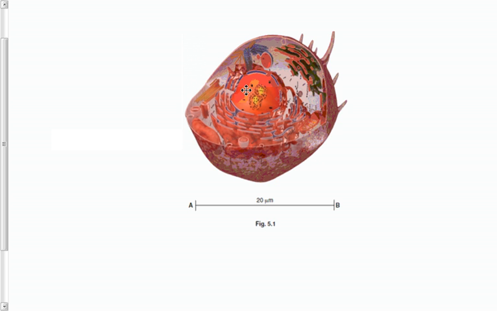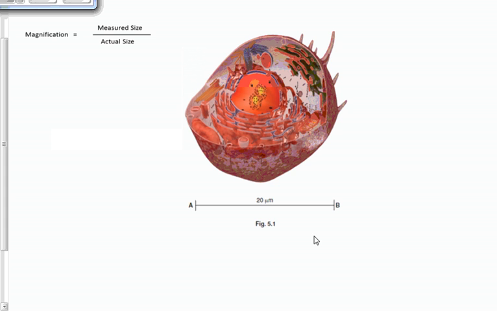We can still see this is a eukaryotic cell from the nucleus in the middle here. It's telling us it's 20 micrometers across from A to B, but what we're after here is the magnification of the image. So, as in our previous example, we need to start by writing out our equation. This one's a little bit easier because we're trying to determine magnification, so there's no need at all to rearrange our equation.